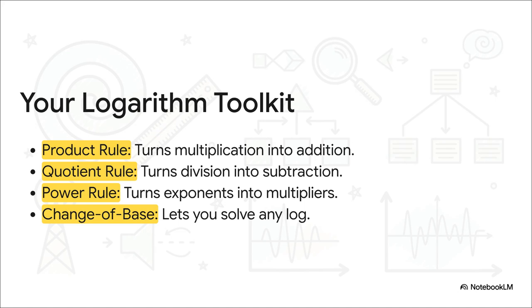So, to wrap this all up, here is your complete logarithm toolkit. The product rule turns multiplication into addition. The quotient rule turns division into subtraction. The power rule turns exponents into multipliers. And the change of base formula makes any log solvable on any calculator. That's it. These 4 rules are all you need.